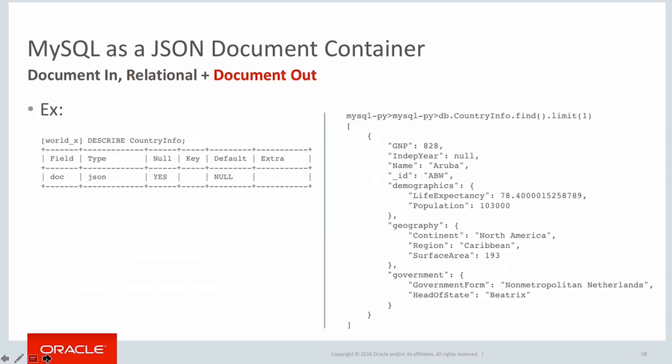Now if I do document in and document out, we can see the table again. It's just my country info. I made a typo in my command when I copied it, but this is the output from the new MySQL Shell. I'm running in Python mode, and I just use a find with a limit of 1. That's our document CRUD API doing the lookup, the read, and it returns the data to me as a JSON document. That's the same way my application can access the data as well.